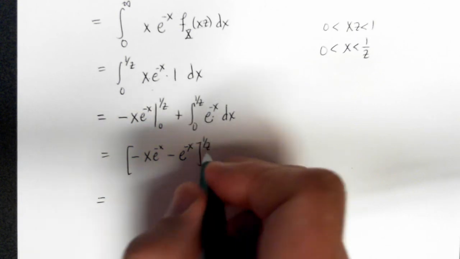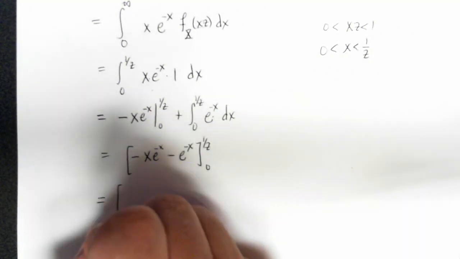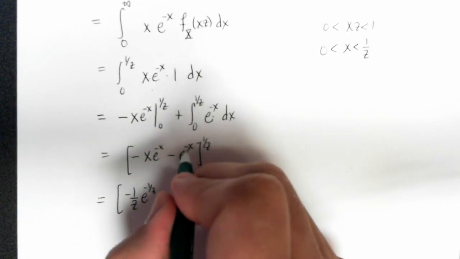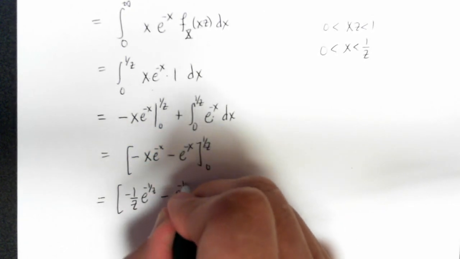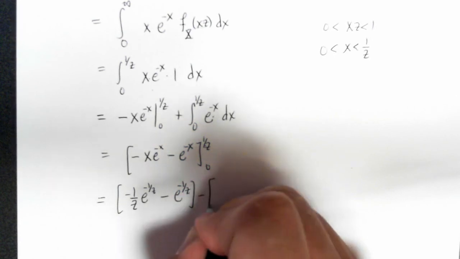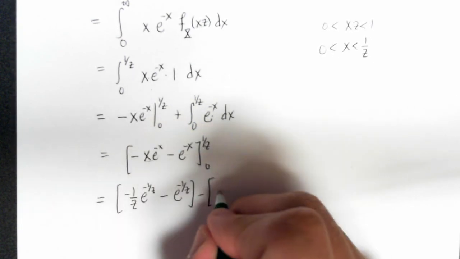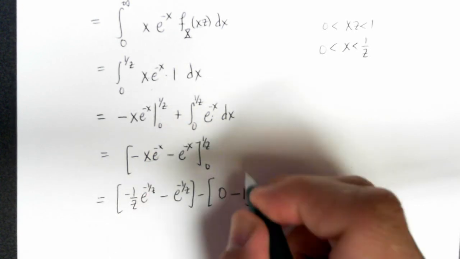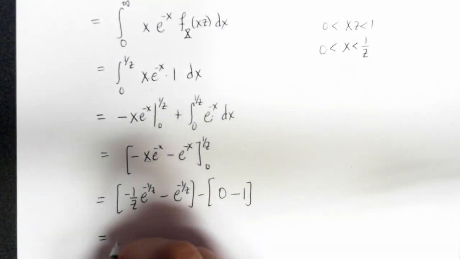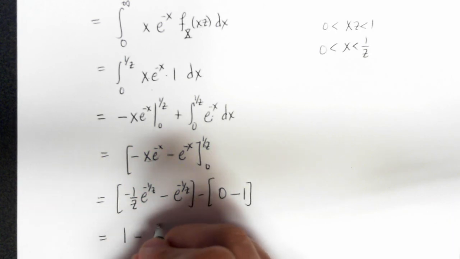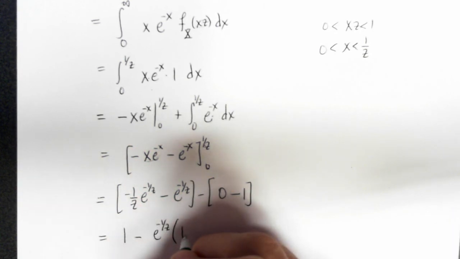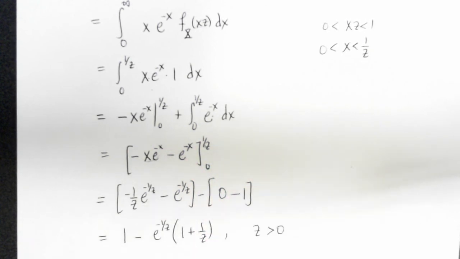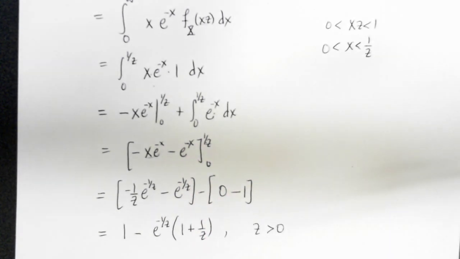And so plugging in, if I plug in x equals 1 over z, I get negative 1 over z, e to the minus 1 over z. Plugging x is 1 over z, I get e to the minus 1 over z again. Plugging in 0, this part is clearly 0. Plugging in 0, e to the minus 0 is 1. And so I end up with 1 minus e to the minus 1 over z, times 1 plus 1 over z, and the quotient again can be any positive number. And so that's the PDF.